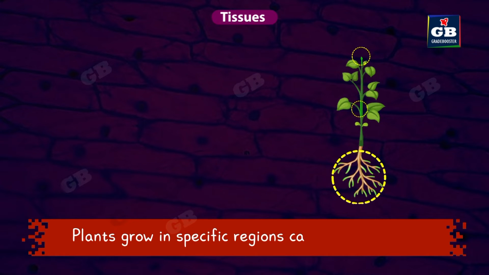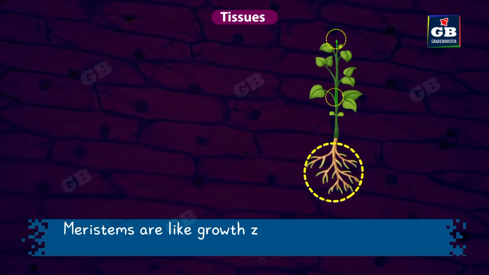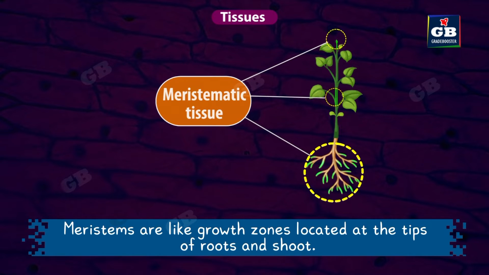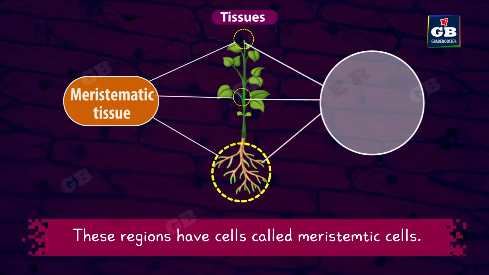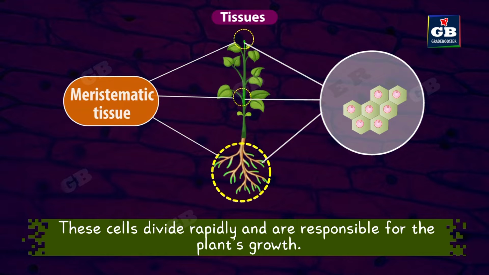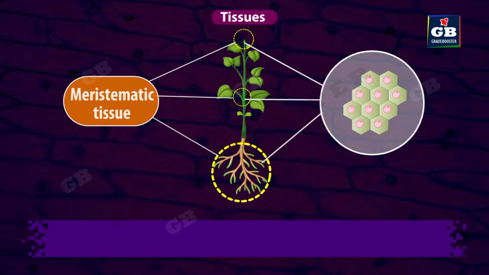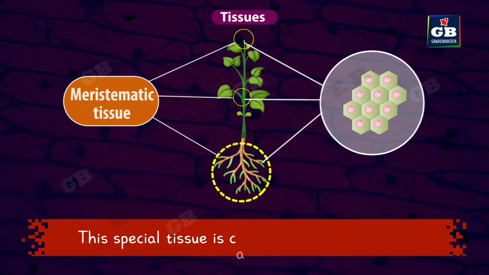Whereas plants grow in specific regions called meristems. Meristems are like growth zones located at the tips of roots and shoots. These regions have cells called meristematic cells. These cells divide rapidly and are responsible for the plant's growth. Because of this, the plant mainly grows at the tips of its roots and shoots, making them longer. This special tissue is called meristematic tissue.